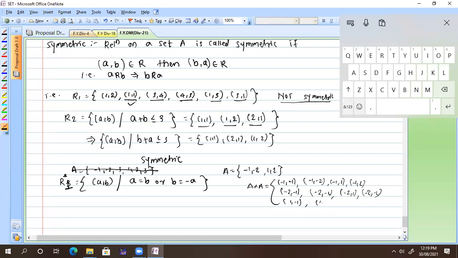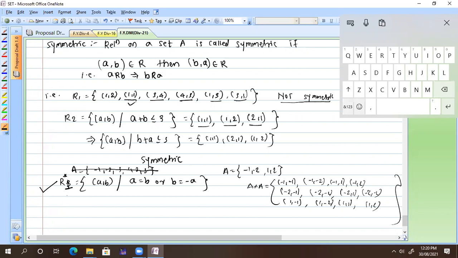Yes sir, I had a question. For A cross A, all the elements of A cross A should satisfy the condition a is equal to b. Not all. Whatever is in R1, only the elements which belong to R1 satisfy this symmetric condition, because I am saying R1 is symmetric. I am not saying A cross A is symmetric. I am discussing only R1.